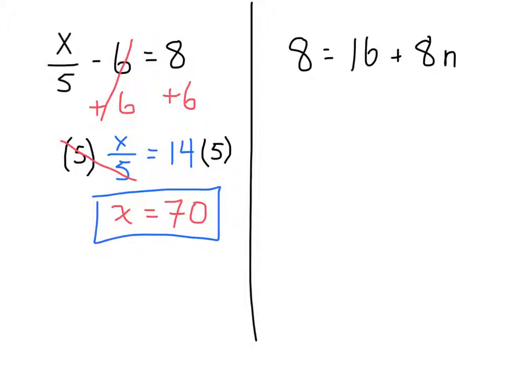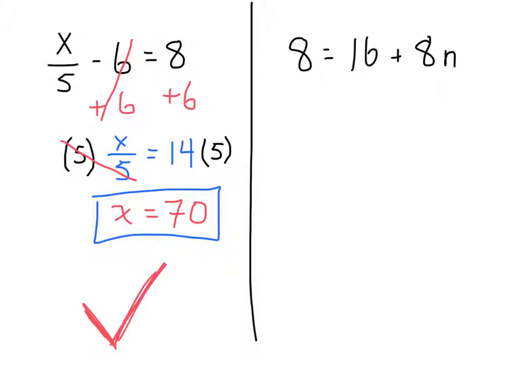Now to double check it, all we have to do is take wherever x is in the equation and plug in 70. So 70 divided by 5 is 14. So all we have, 14 minus 6 is equal to 8. So in this, x is equal to 70 is correct.